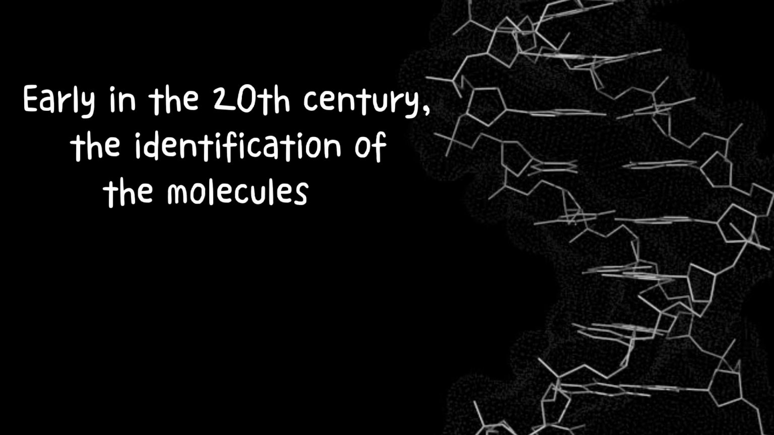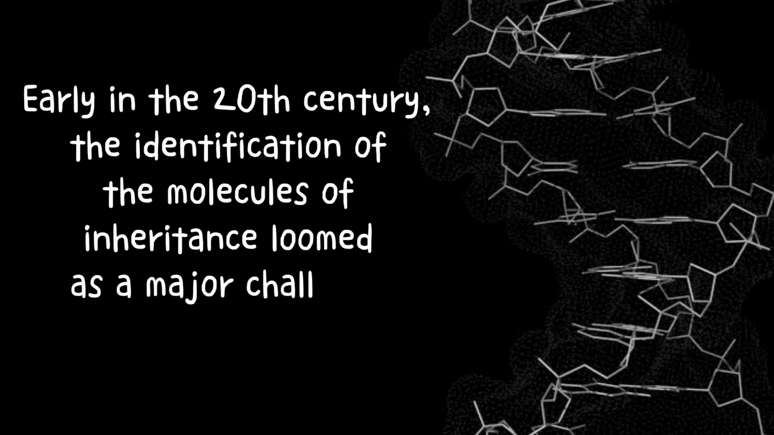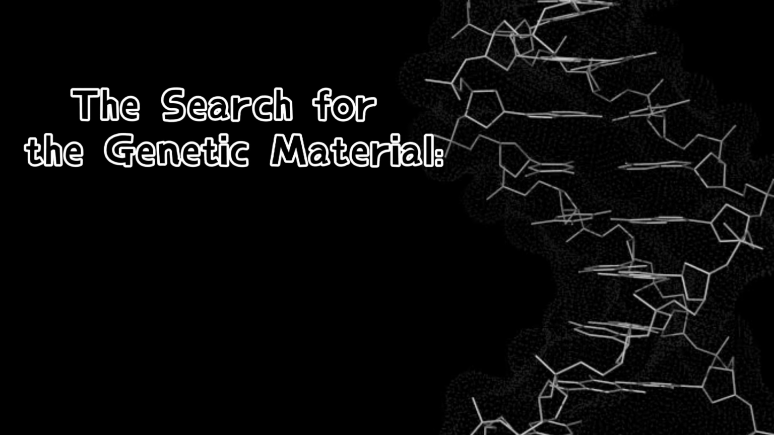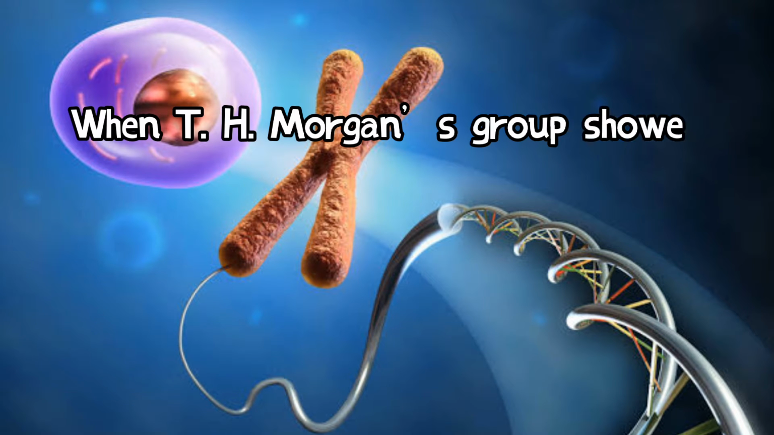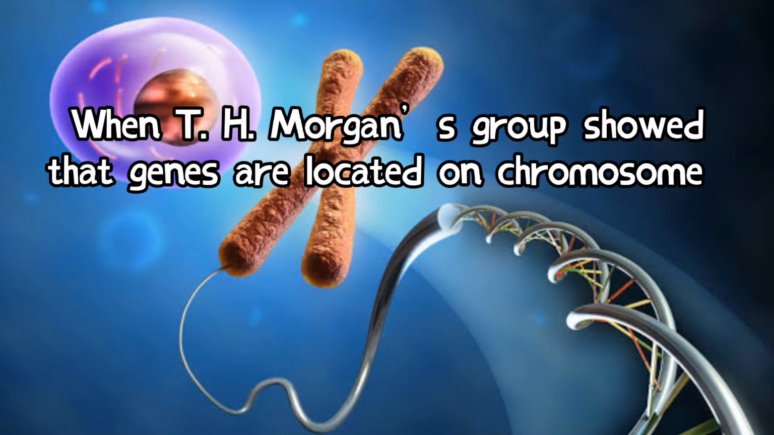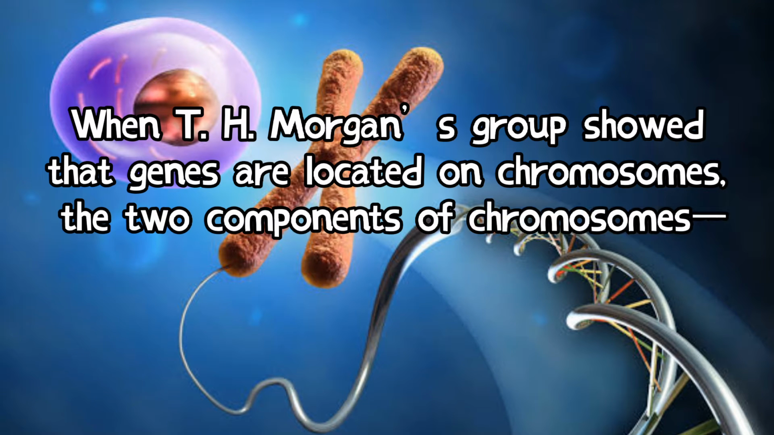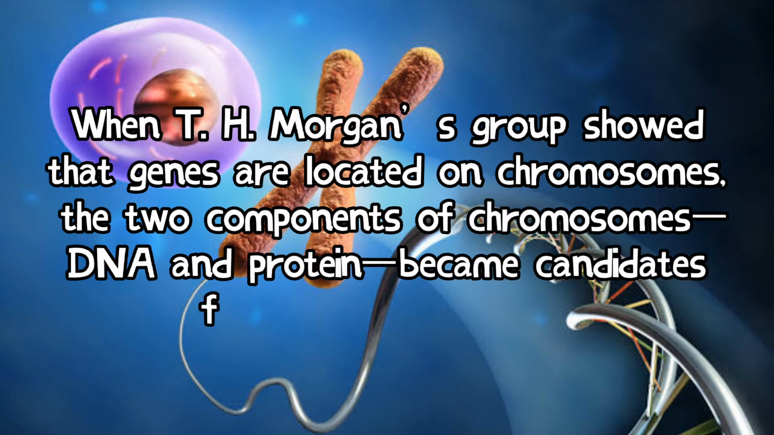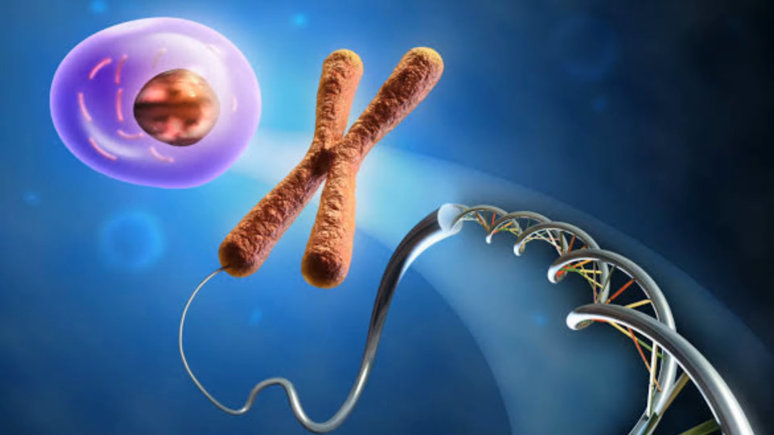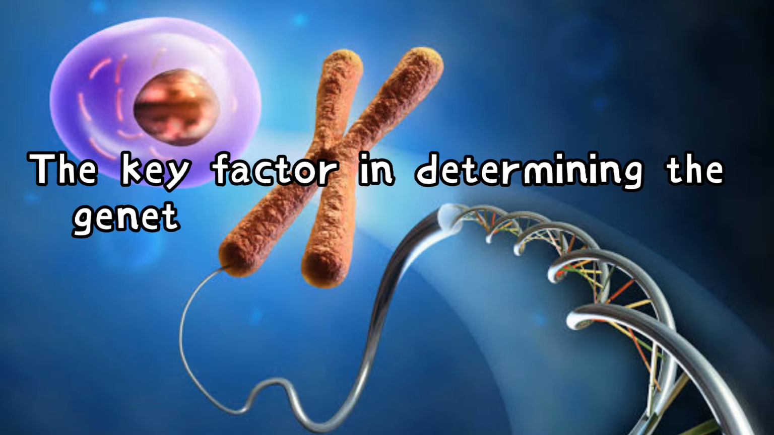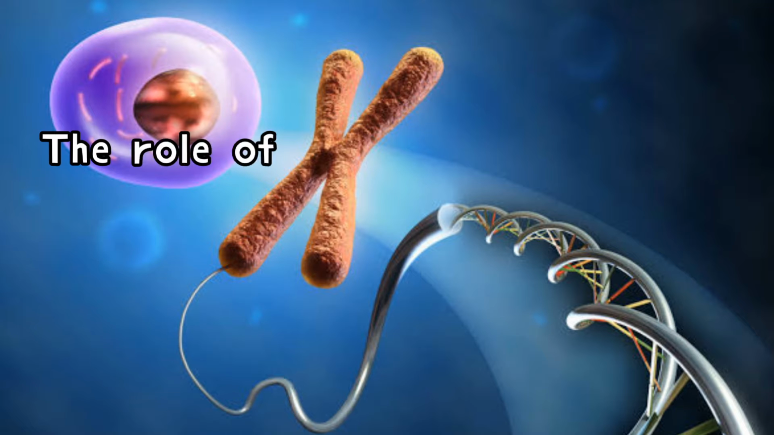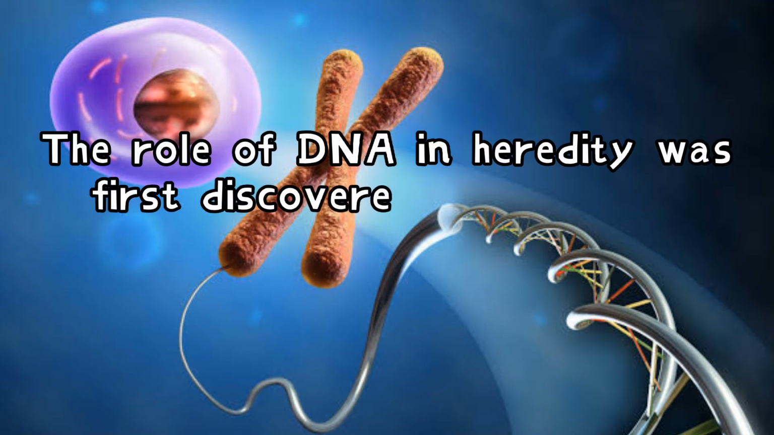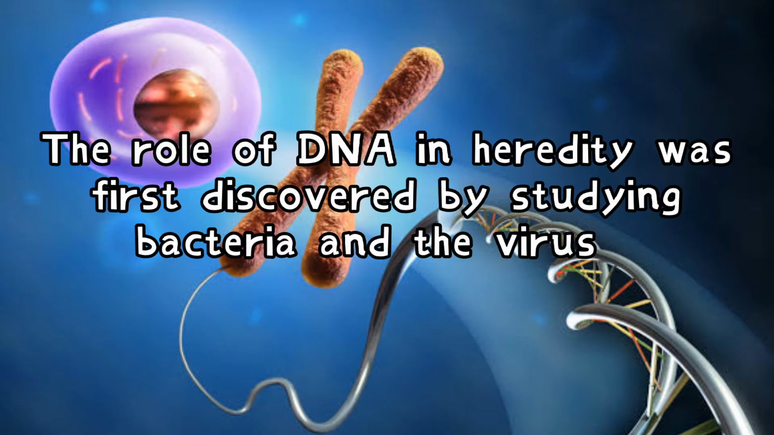Early in the 20th century, the identification of the molecules of inheritance loomed as a major challenge to biologists. When T.H. Morgan's group showed that genes are located on chromosomes, the two components of chromosomes, DNA and protein, became candidates for the genetic material. The key factor in determining the genetic material was choosing appropriate experimental organisms. The role of DNA in heredity was first discovered by studying bacteria and the viruses that infect them.